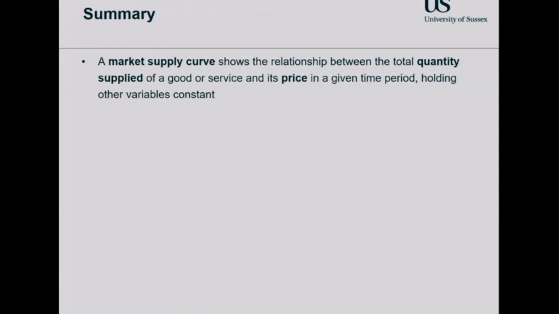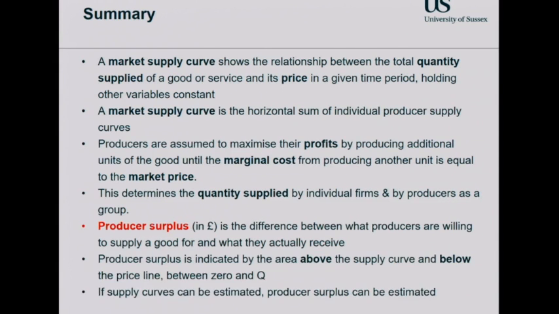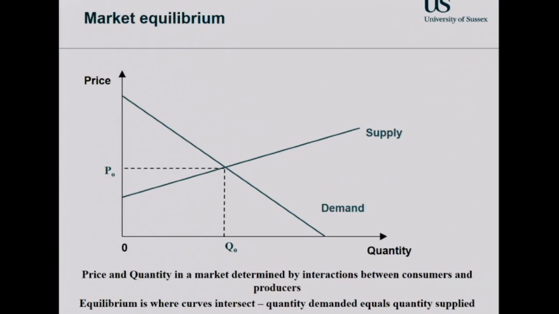Now let's put the two together. We've got a demand and a supply curve for this commodity, corn or whatever. And the market price will be determined by the interaction between the two, between consumers and producers. Let's for a moment assume the market price is here, PL.